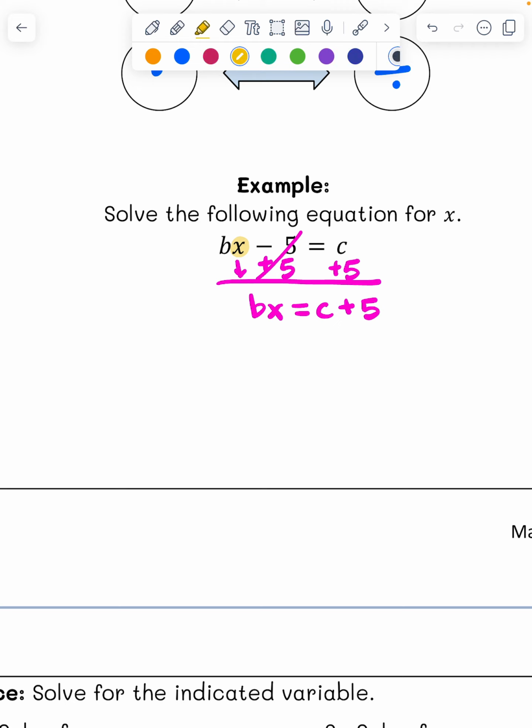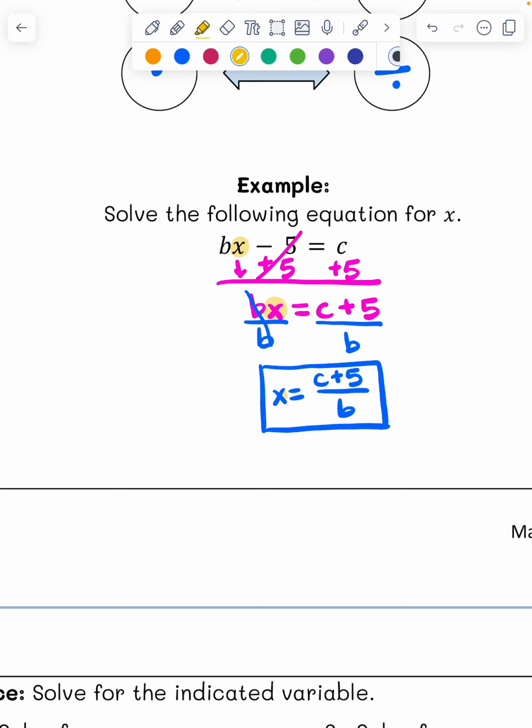Now I'm going to highlight my x again, just to remind me that's the thing I need to get by itself. b is being multiplied by x, so the inverse operation to get rid of b would be divide by b. And then that cancels out. And then I need to divide the other side by b. So now I have x equals c plus 5 over b. And that is my final answer. I have isolated x. x equals c plus 5 over b.